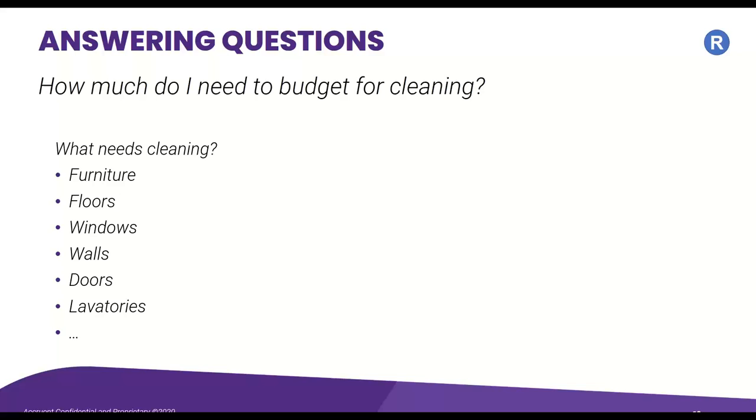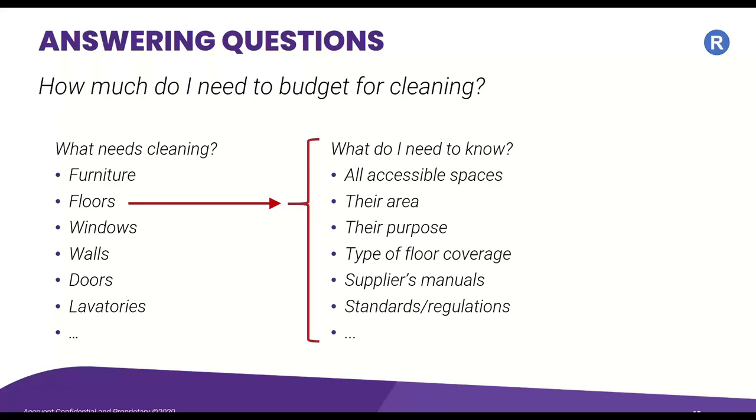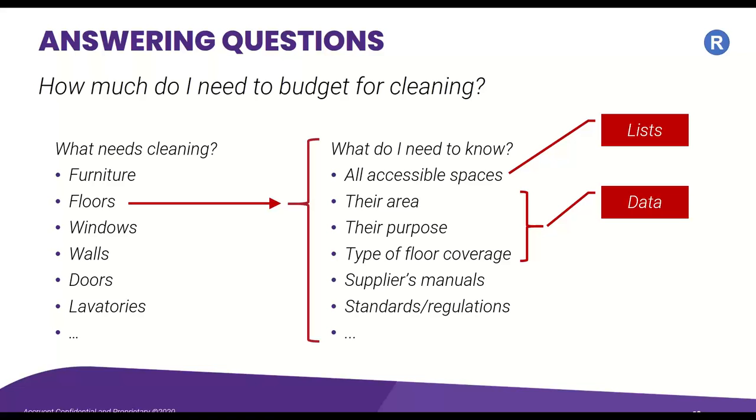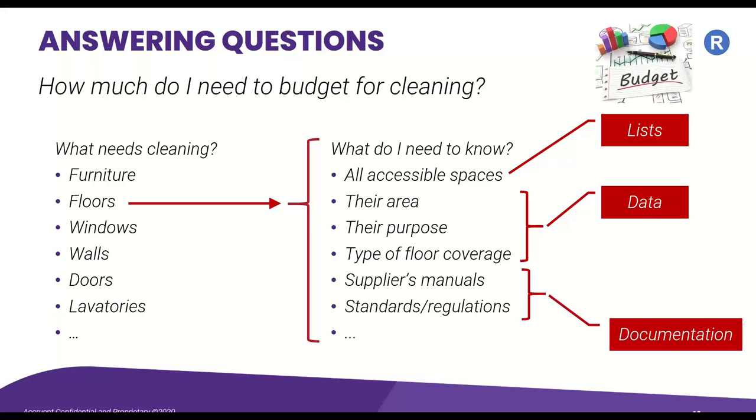But if you want to answer that question, we need a lot of information. All kinds of things need cleaning, furniture, floors, and windows, etc. If we take floors, for instance, then I need to know what are all my accessible spaces in my facility, what's the area of each one, what's their purpose, because that determines how clean I need to keep them, what's on the floor, the type of floor coverage, what does the supplier say of the floor cladding, what are the standards and regulations that I need to adhere to, so a lot of information in order to answer this seemingly simple question. So we're looking at lists, all those spaces that we need to keep clean. We're looking at data about these spaces, and we're also looking at documentation that tells us to what extent we should keep everything clean.